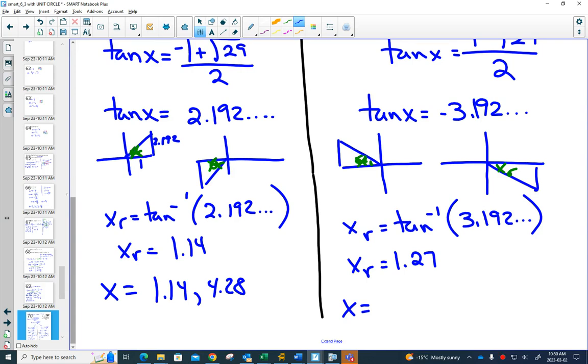So in quadrant 2, you would do pi minus your reference angle. In quadrant 4, 2 pi minus your reference angle.